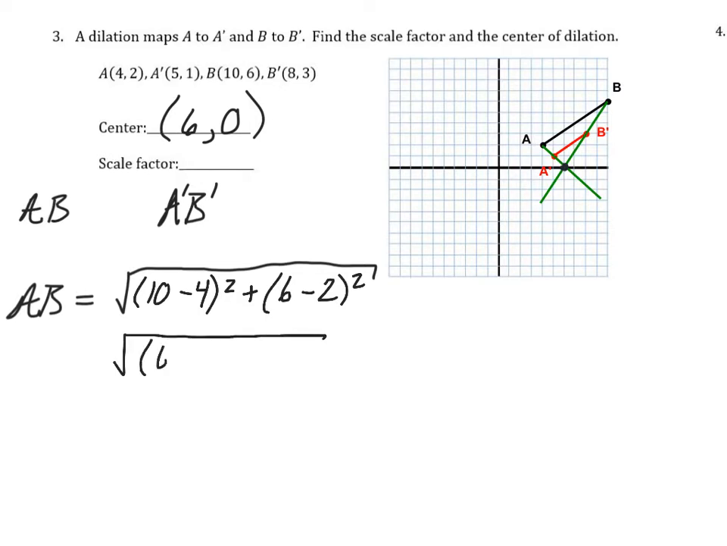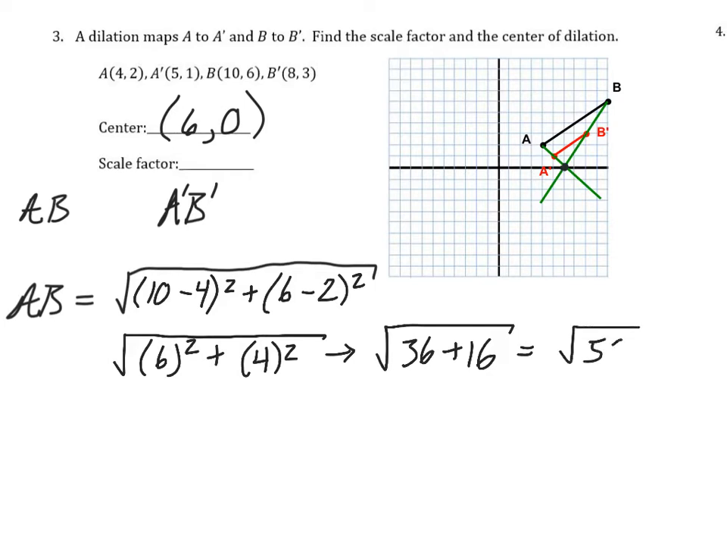How long is it? So we have 6 squared and 4 squared, which leads me to 36 plus 16, which leads me to the square root of 52. Now, I could also simplify this further. It would be square root of 4 times square root of 13. That would give me square root of 52, which is going to turn into 2 square root of 13 for my final answer there.